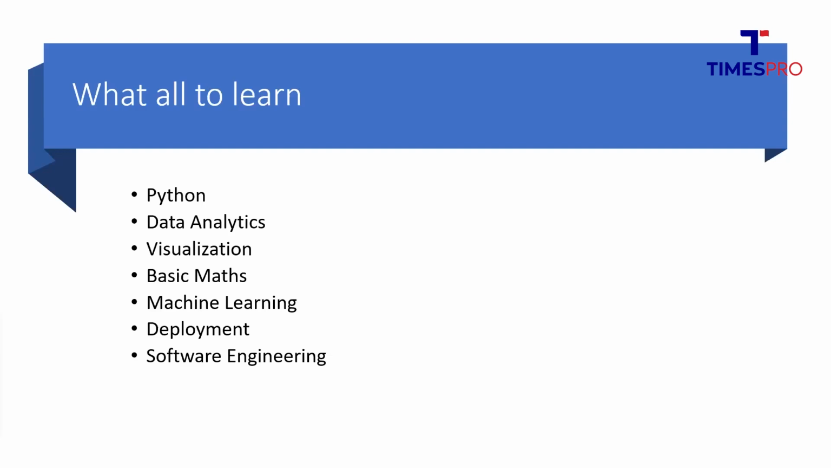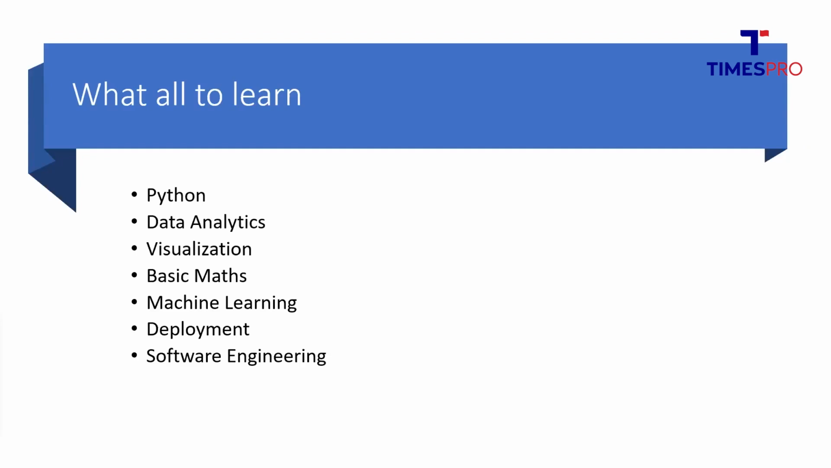And then deploying this application. Many people learn machine learning, but they don't understand how the systems are actually deployed, how they are actually being used. So once you learn machine learning, you need to understand how these things are actually deployed. That is again a very important thing.